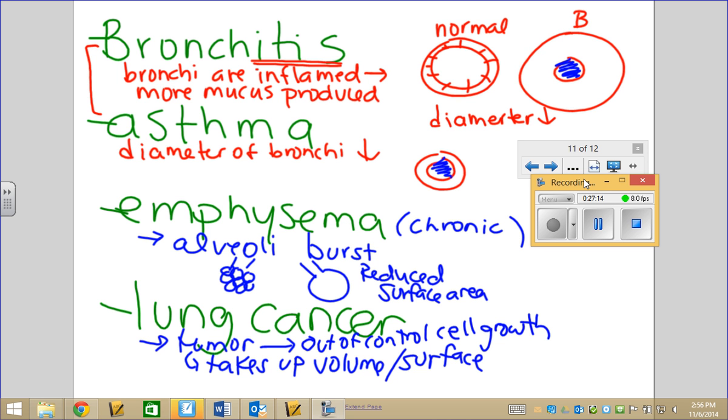So these are some conditions that I would want you to know about. Obviously, they're not the only ones that exist in the universe that could affect your lungs, but these are some of the big ones. Would anybody like to ask anything about any of those 4 conditions?